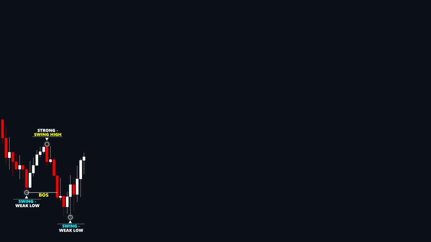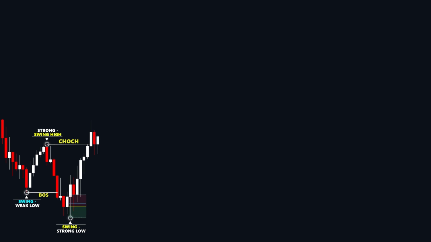Instead of continuing down, price breaks above the previous strong high. That gives us a change of character. Because of that break, the weak low now becomes a strong low. The trend has flipped. We've moved from bearish to bullish. After the change of character, price pulls back again.